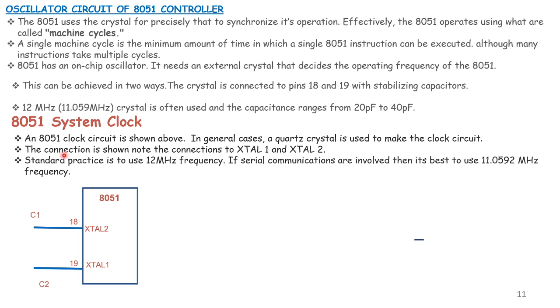How is it generated? An 8051 clock circuit is shown here. In this case, the quartz crystal, so this is a quartz crystal, is used to make the clock circuitry. The connection is shown. Note the connections to XTAL1 and XTAL2, so these are pins 18 and 19. The standard practice is to use a 12 MHz crystal, and for serial communication an 11.0592 MHz crystal frequency.